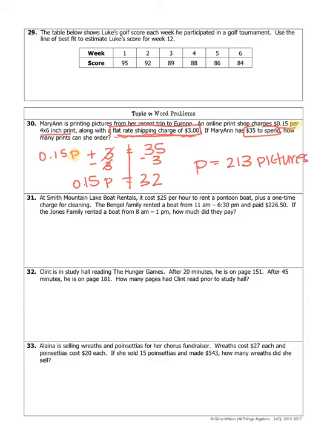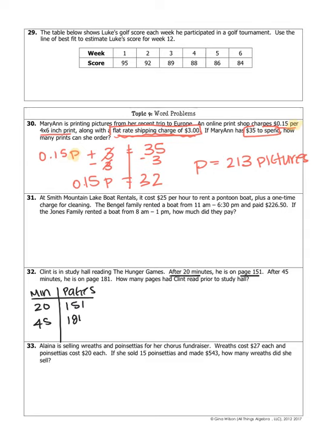Let's look at 32. So it says Clint is in study hall reading The Hunger Games. After 20 minutes, he is on page 151. So if I even made a little table, the number of minutes and the page he's read: after 20 minutes, he's on page 151. After 45 minutes, he is on page 181. How many pages had Clint read prior to study hall?